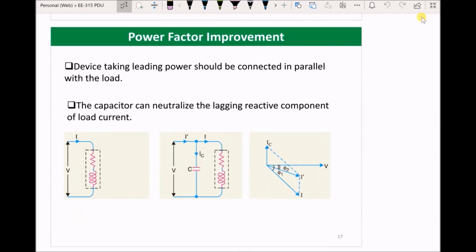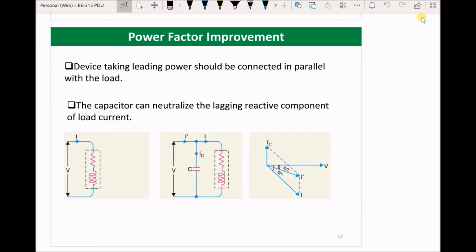Now we will study how the power factor can be improved. We have just learned from the previous slide that the majority of industrial and household loads are inductive in nature, which actually drops the power factor. In order to improve the power factor, a device with leading power factor characteristics can be connected in parallel with the already connected load. In this case, a capacitor can be used to neutralize the lagging reactive component of the load current.